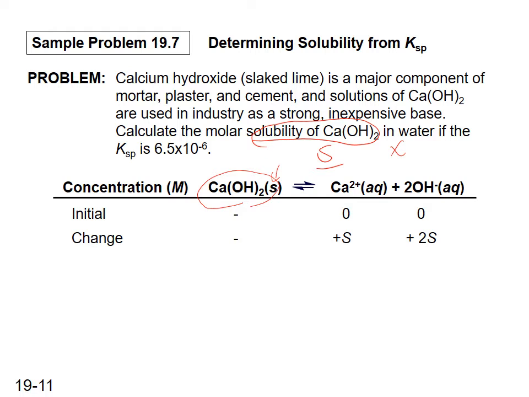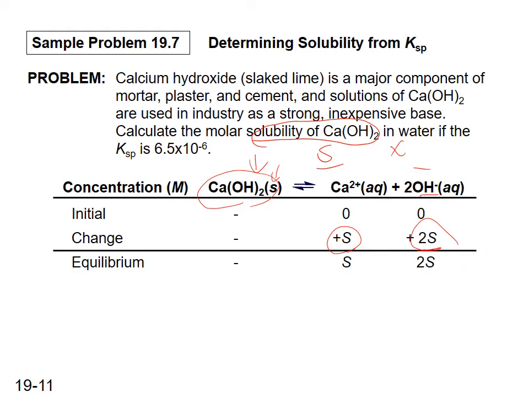Solubility means the amount of solid that goes into the solution, and we assume all going to the solution becomes ions. So the cation calcium is just the solubility, but the hydroxide is twice of it. Because whenever you have 1 mole of calcium hydroxide going into the solution, it becomes 2 moles of hydroxide. So you have 2 times S. And therefore, at equilibrium, calcium ion is S.